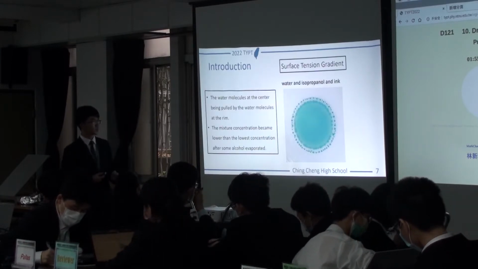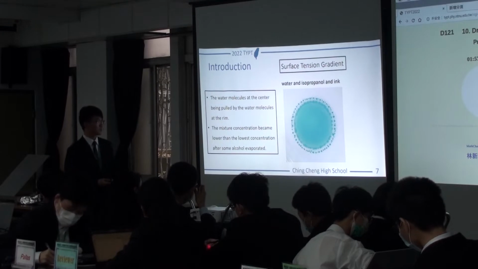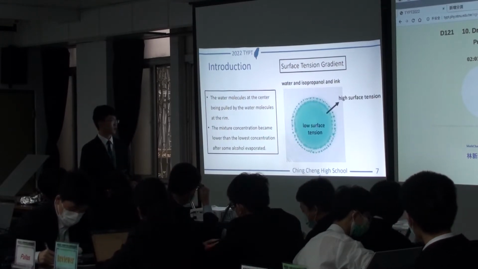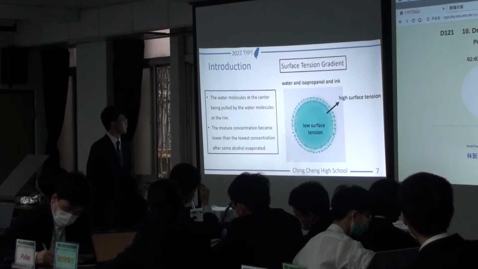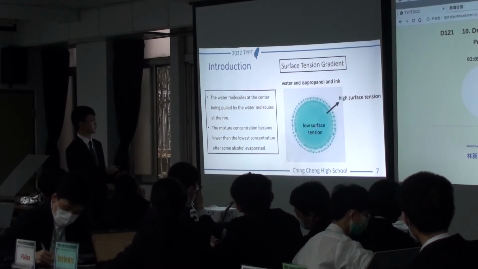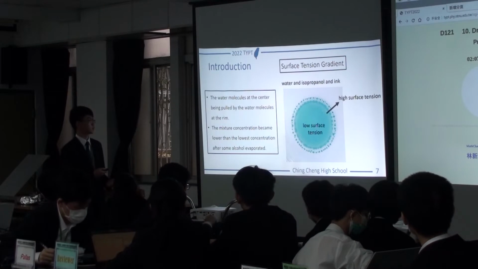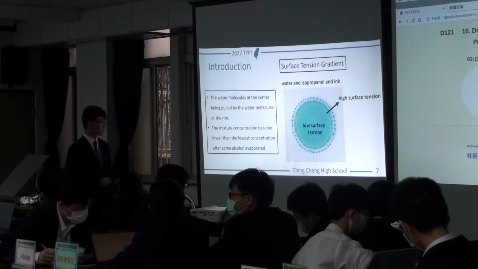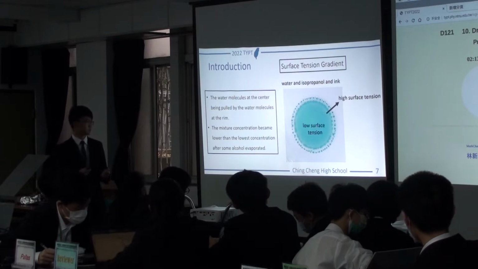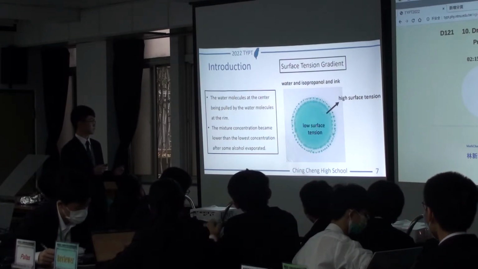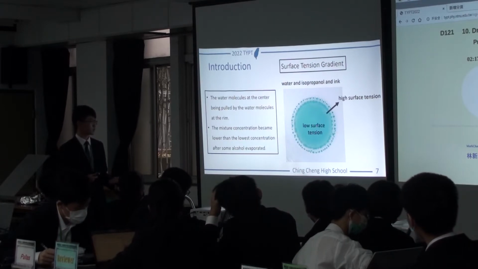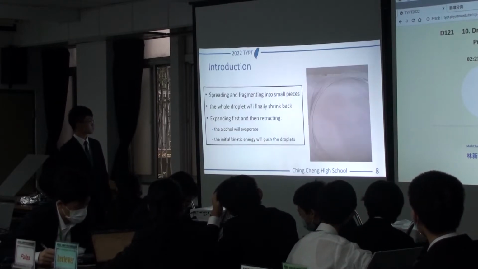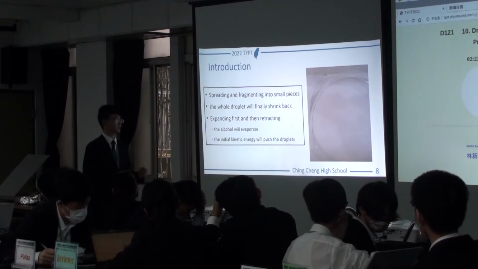Then a surface tension gradient is set up, with low surface tension in the middle and high surface tension at the ring. The surface tension gradient will make the water molecules at the center be pulled by the water molecules at the ring. The reason for this instability is that the mixture concentration becomes lower than the normal concentration after some alcohol evaporates. And this is our experiment video.